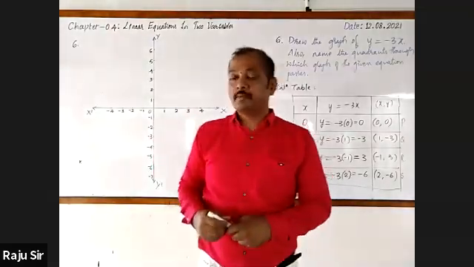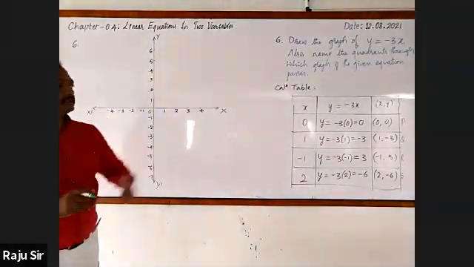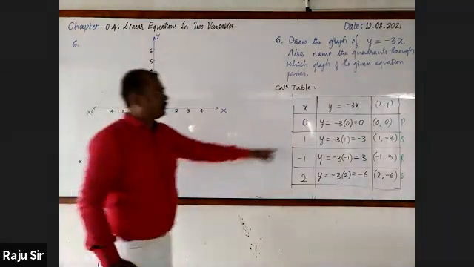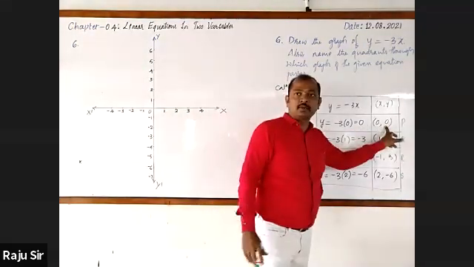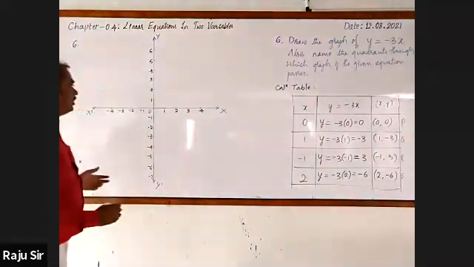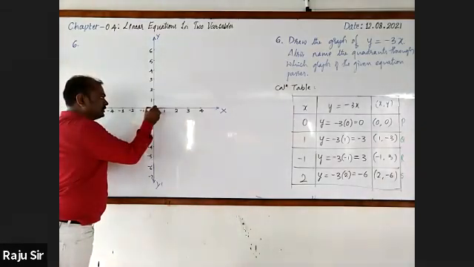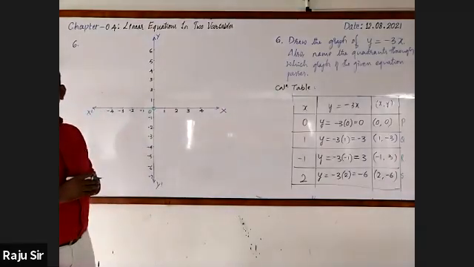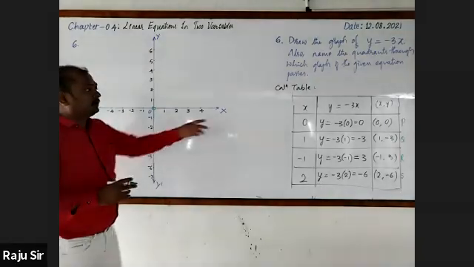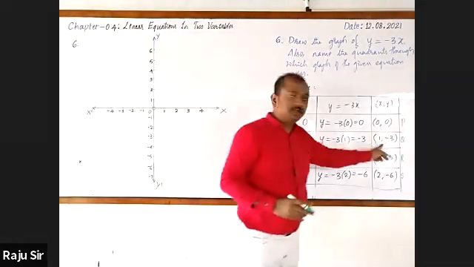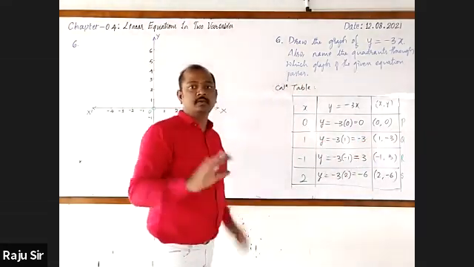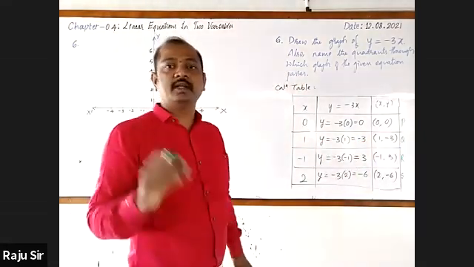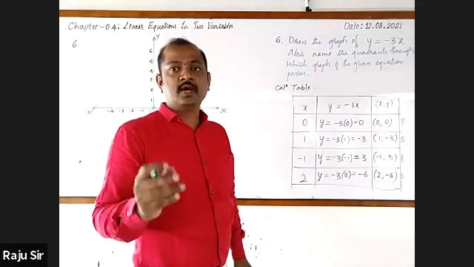Now let us go for marking the points. First, P. Coordinates of P is 0, 0, on the origin. Just put dots. Next, second point, Q: 1, minus 3. It is in the 4th quadrant.